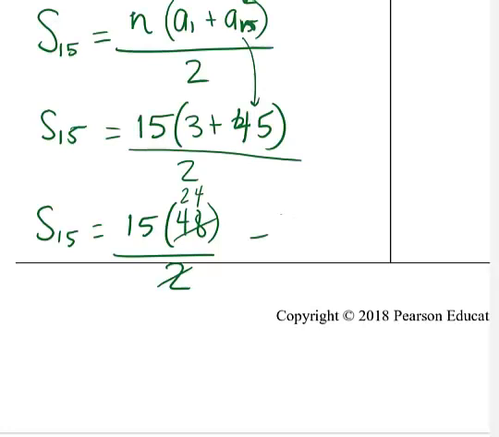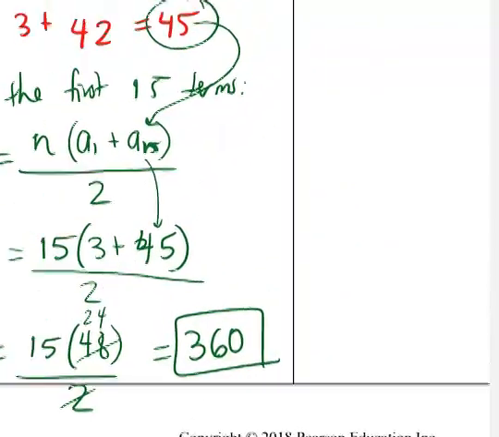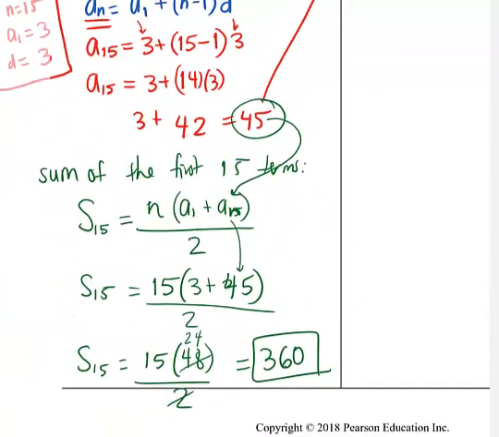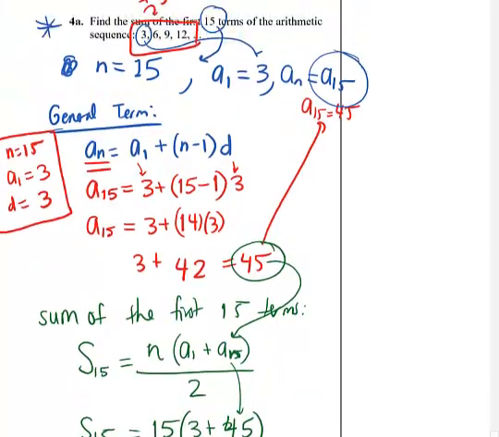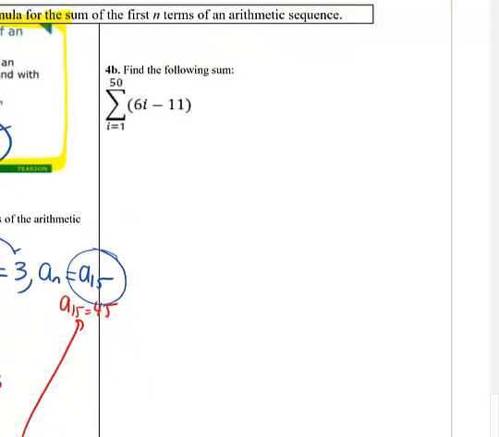Which is 360. So that would be the sum of the first 15 terms of the sequence. And the beauty of this formula is we didn't have to find the first 15 terms to figure out what the sum of the first 15 terms is. It was a lot of work though.